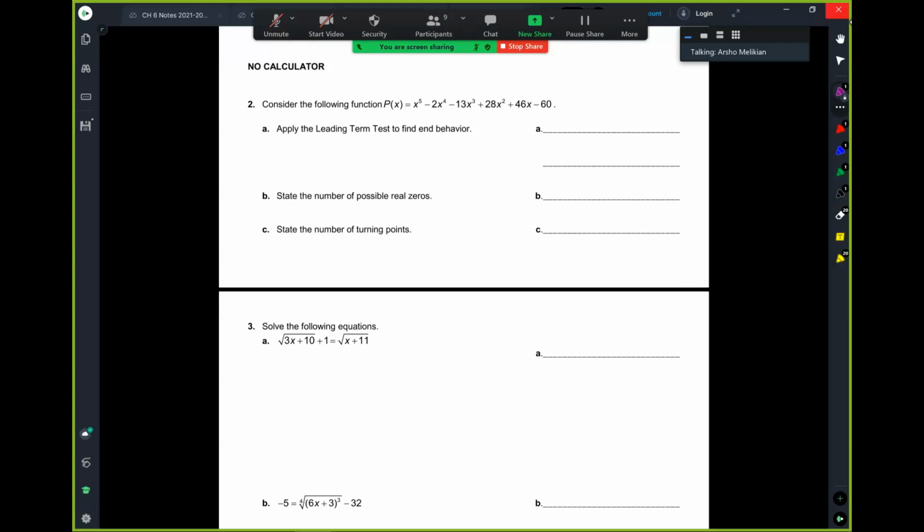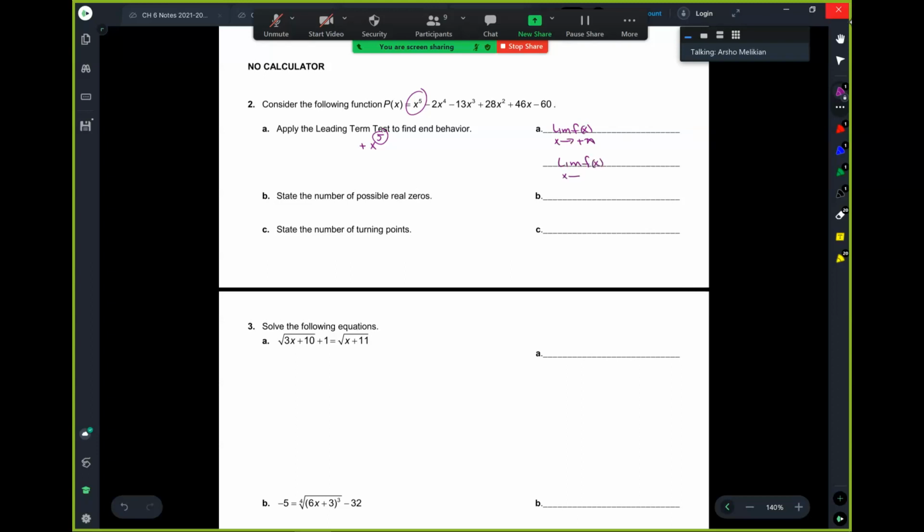All right. Apply the leading term test to find the end behavior. Remember how we did this one. The leading term is the term with the highest exponent, x to the 5. And remember, you take the sign along with it, if it's positive or negative x to the 5. So for this one, this is positive, and it's an odd exponent, right? So again, we're going to look at the limit of f of x as x approaches positive infinity and negative infinity.